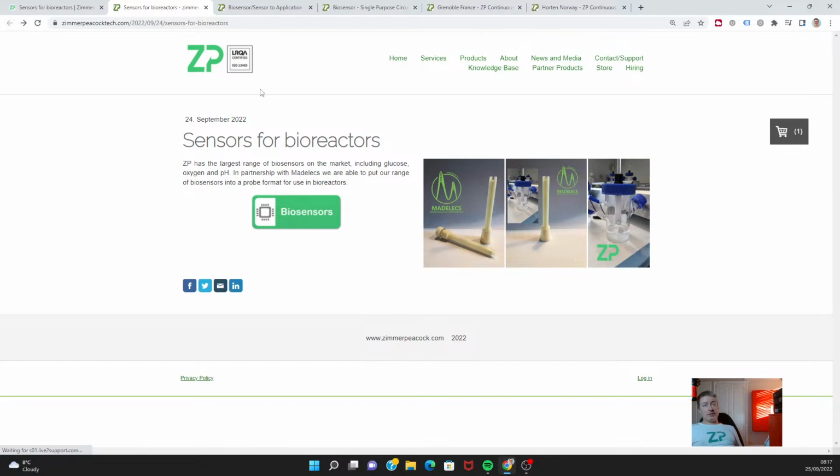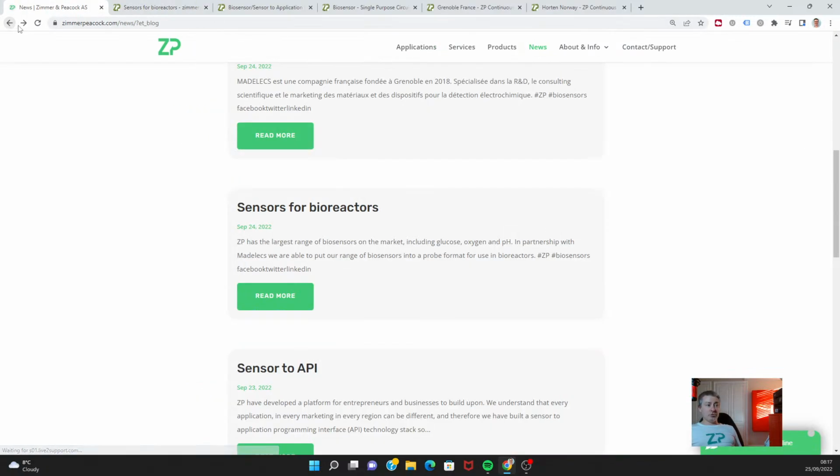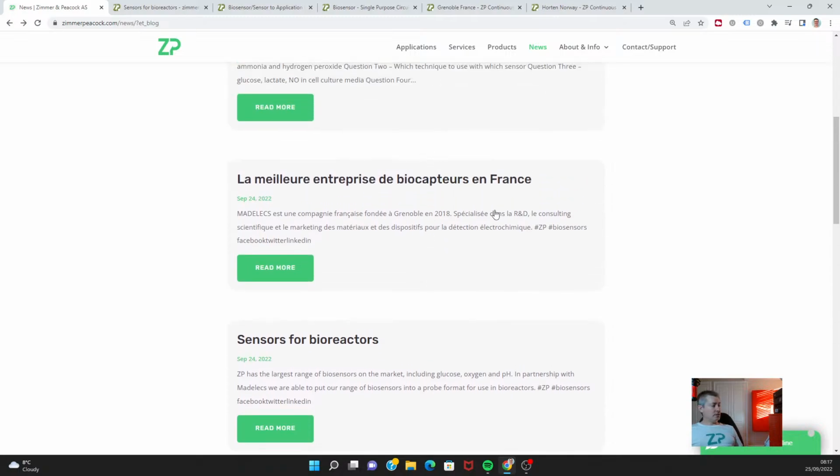So at Zimmer Peacock, we describe ourselves as sensors to API, but we also have to consider applications as well. Every time a new engineering team comes to a new application, ZP is often able to support that application, because we're quite experienced. If it's measuring glucose in people, that's fine. If it's measuring glucose in fish, it's fine. And if it's measuring glucose in bioreactors, for example, we're also fine with that, and the food industry.